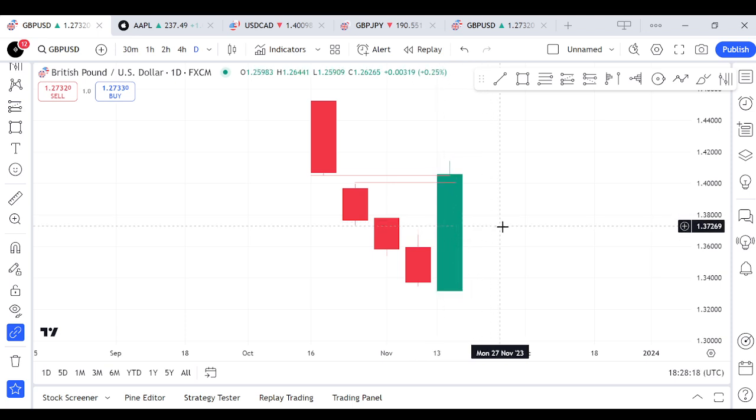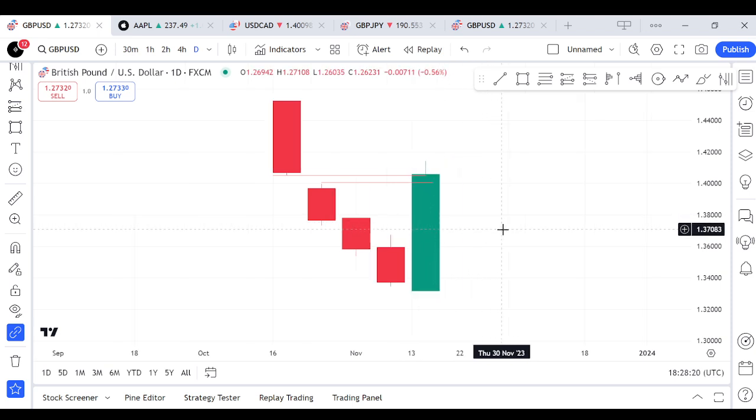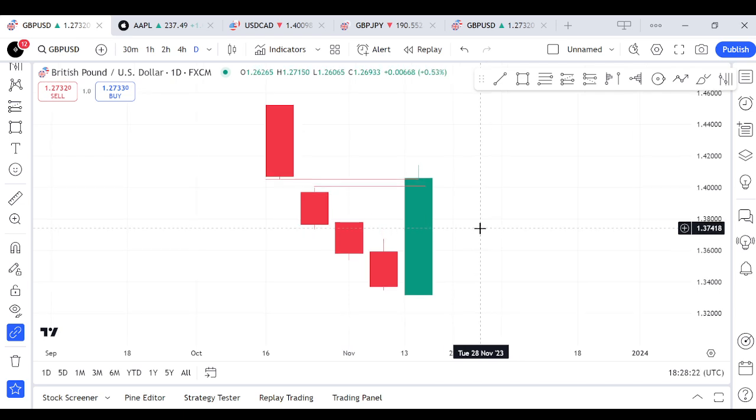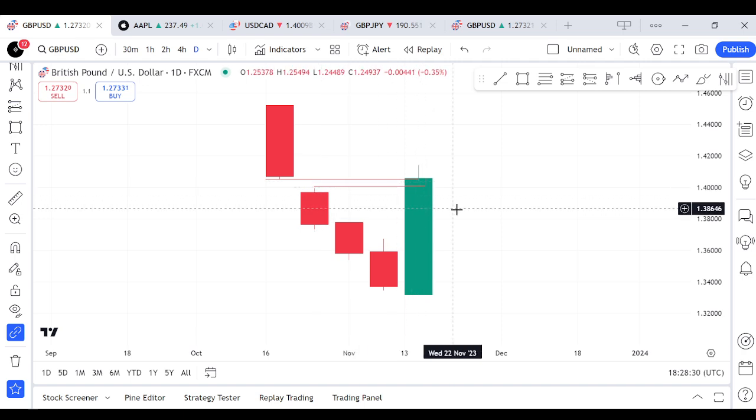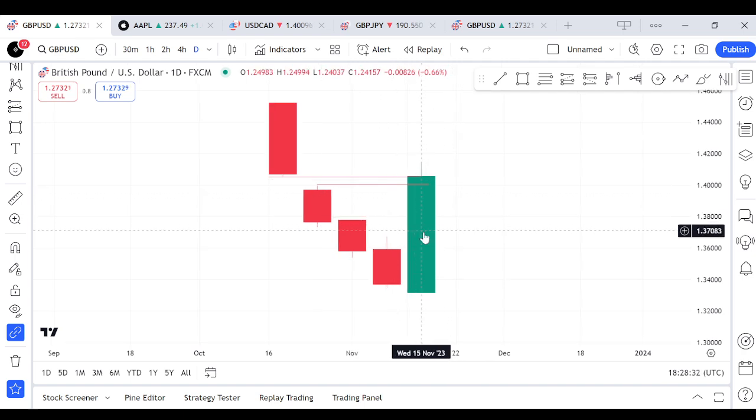So let's start with the pattern overview and key components. So this is a TradingView platform, and this is GBP USD on the daily time frame. And you are looking at the bullish breakaway candlestick pattern. I'm just going to explain the pattern overview and the key components.